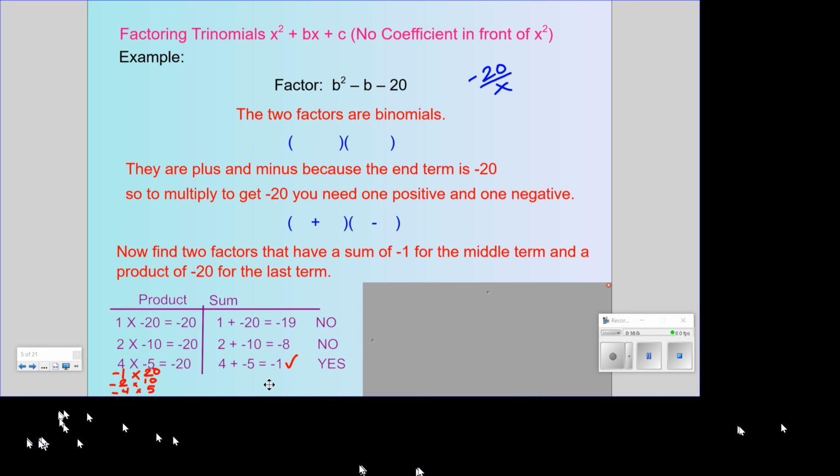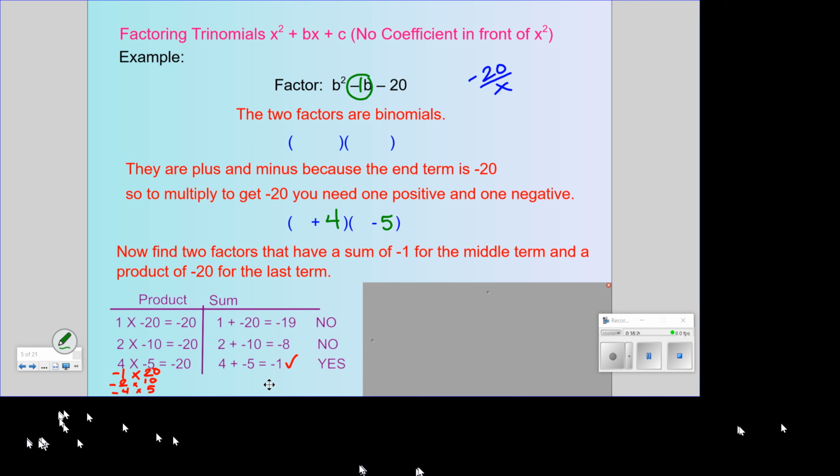So from here, let's fill in. The 5 has to be the negative. So in this case, it does matter where the 5 goes, and the 4 has to be positive because we need the middle term to have a sum of negative 1.